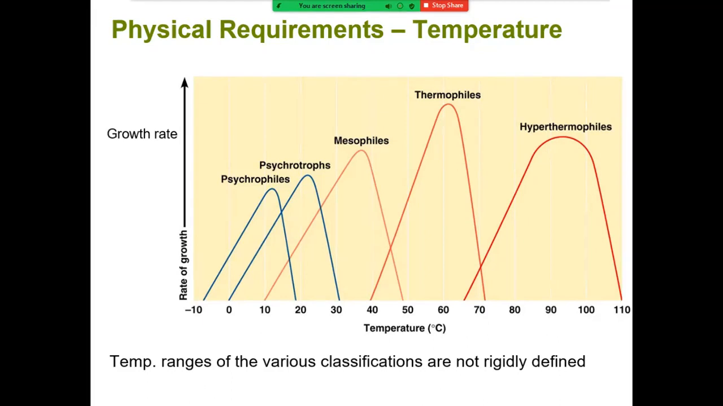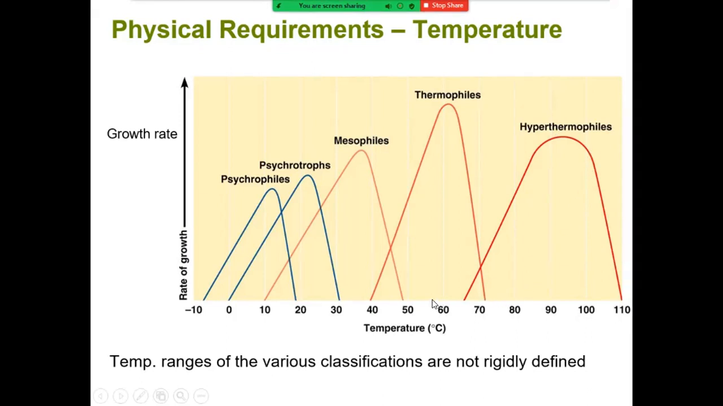Thermophiles grow best around 60 degrees Celsius. That's quite hot. And then hyperthermophiles, these weren't even known when I had microbiology. These cells grow best around 95 degrees Celsius. Remember, 100 degrees is the temperature of boiling water.